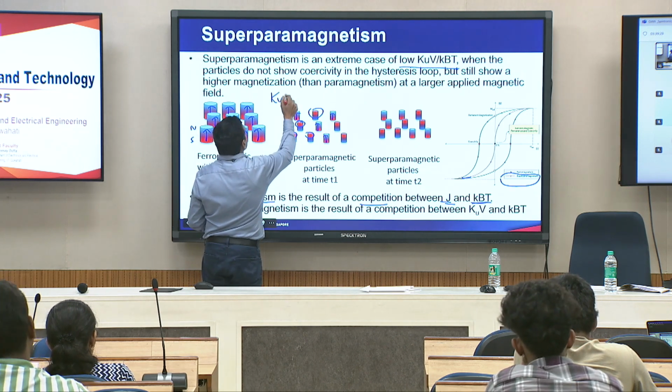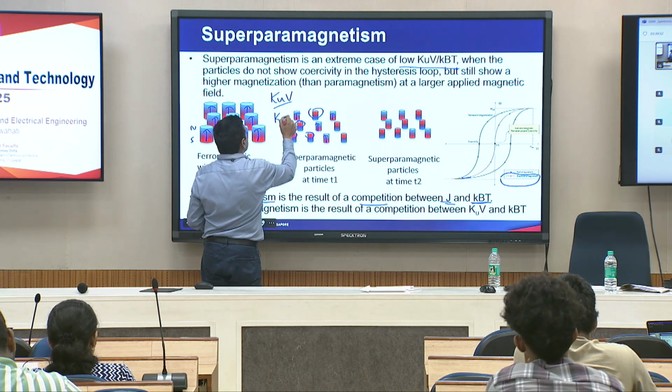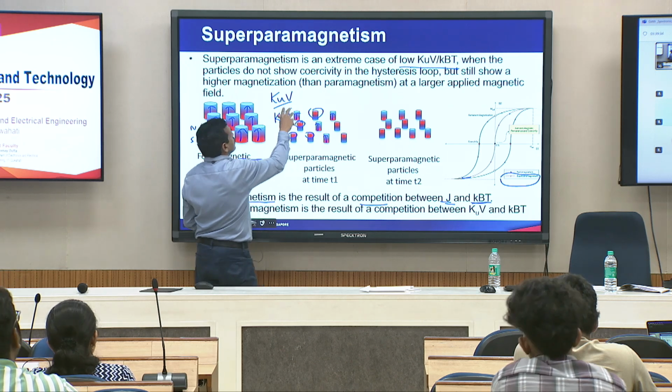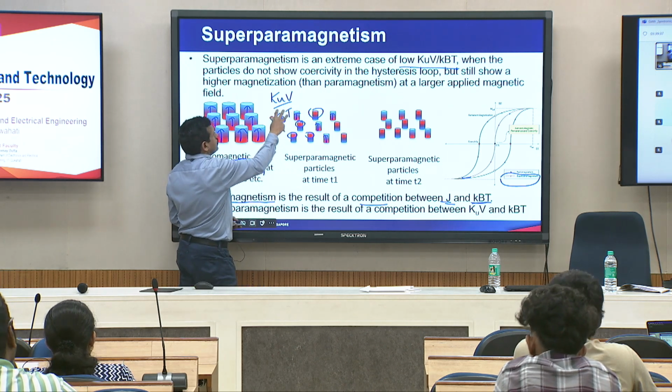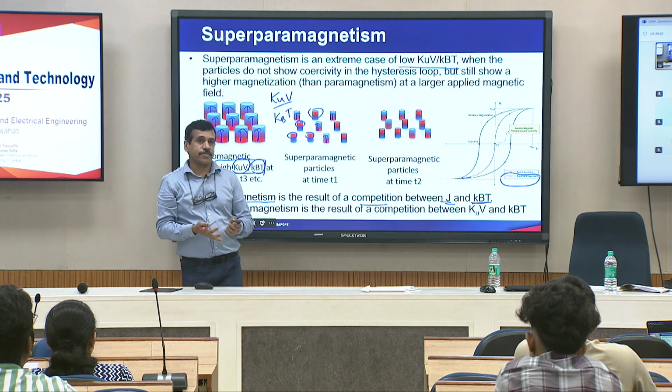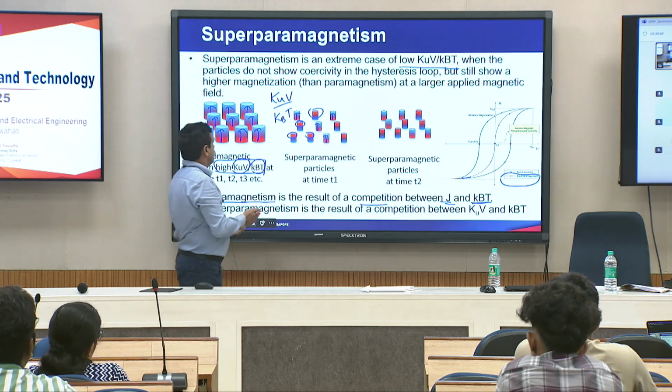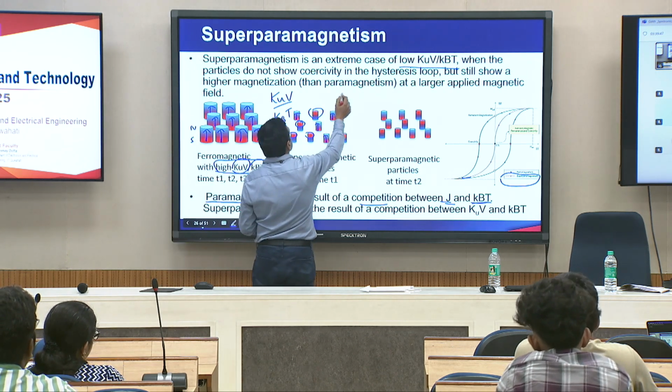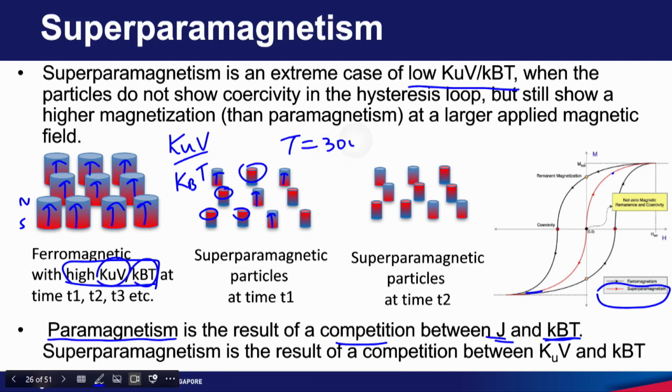So, KUV by KBT. If you are reducing the temperature, the denominator is lower. So, KUV by KBT will be larger. Okay, let us say at T equal to 300 Kelvin, KUV by KBT is 15. If you make this temperature 3 Kelvin, you notice that this gets larger, right.